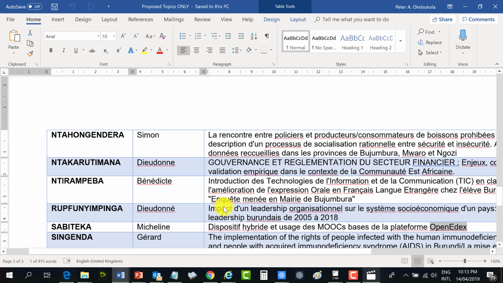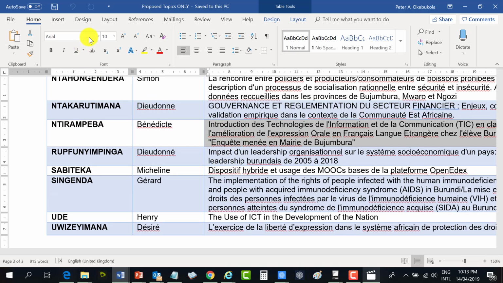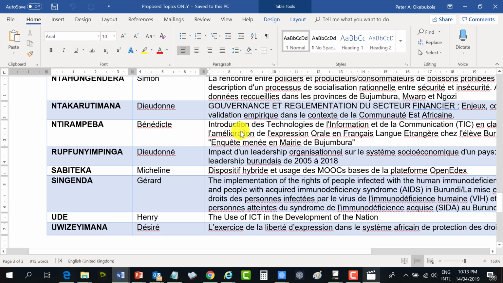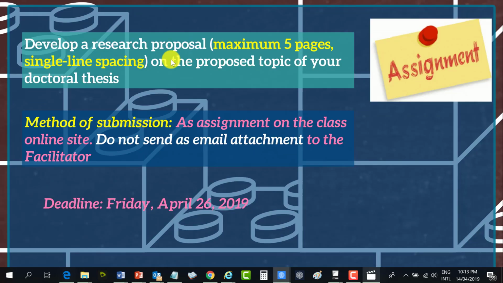Maximum 5 pages. Single line spacing. So you can see this single line spacing. Maybe 12 point. This is Arial 10 point. You can do 12 point. Any font that you like. So I want you to develop, let's go back to the assignment slide, a research proposal, as I said, on the proposed topic of your doctoral thesis.